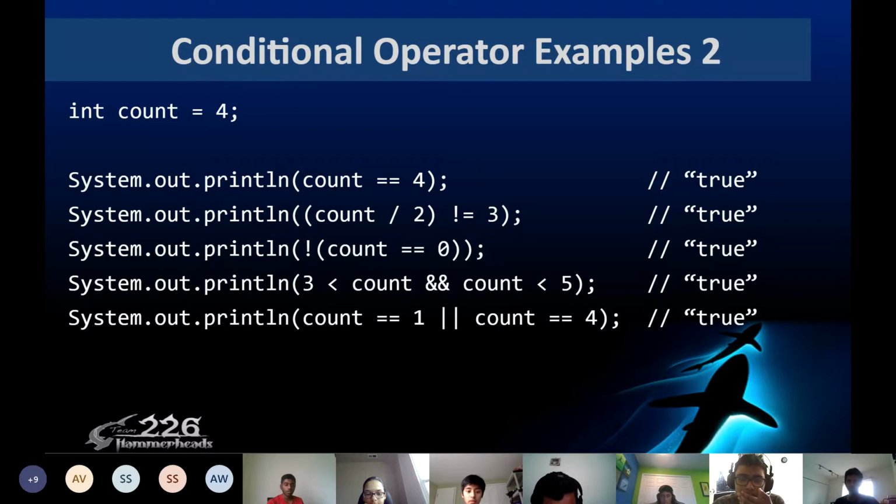4 is not equal to 0, but then the not symbol makes it true, so it's true. That's right. Next one.